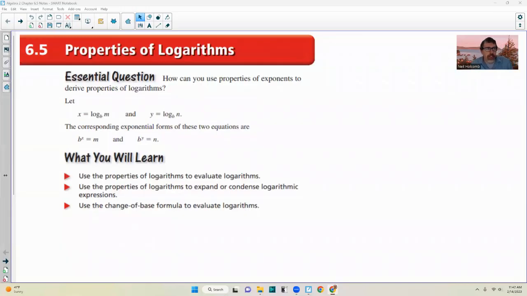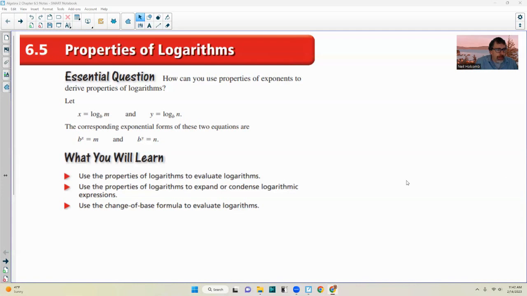Okay, we're in chapter 6.5 now, properties of logarithms. The essential question here says, how can you use properties of exponents to derive properties of logarithms? So we're going to let x equal the log base b of m and let y equal the log base b of n. The corresponding exponential forms of these two equations are b to the x equals m and b to the y equals n. We did that in prior sections.